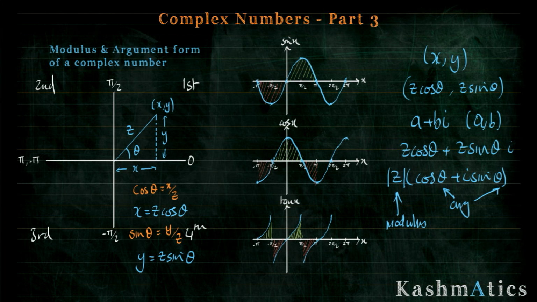So the general form of a complex number when it's written in modulus and argument form would be the modulus of z, brackets, cos theta plus i sine theta. And in the next section I'll show you how to do the whole thing from scratch.